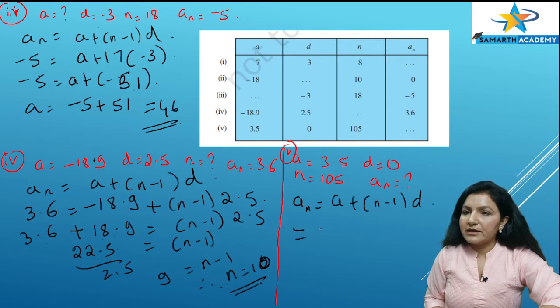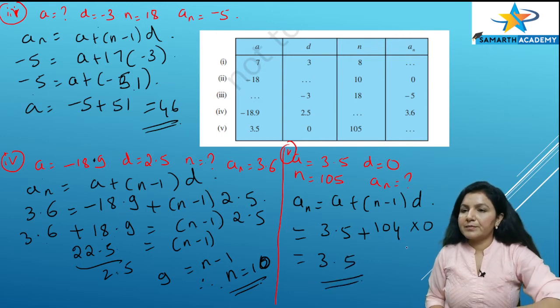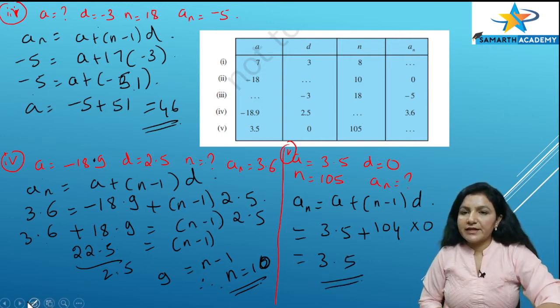As asked, we'll substitute the given values. 3.5 plus n minus 1, that is 105 minus 1, is 104, into 0. So which is nothing but 3.5. Okay, so let's go for the next question.